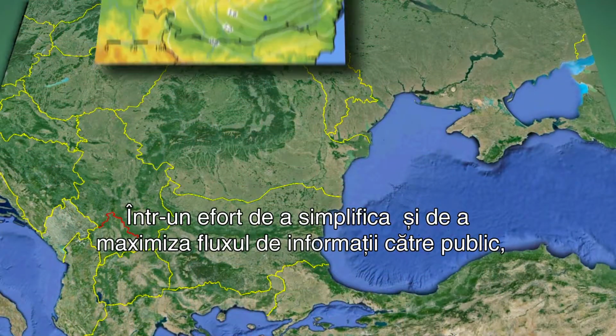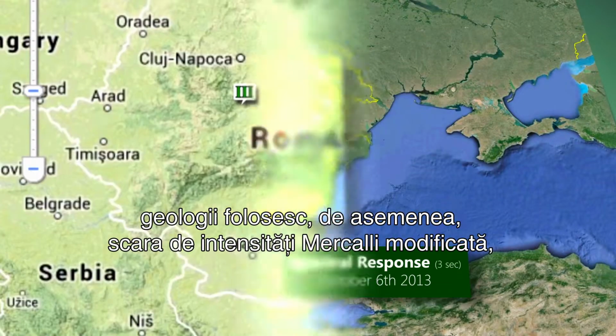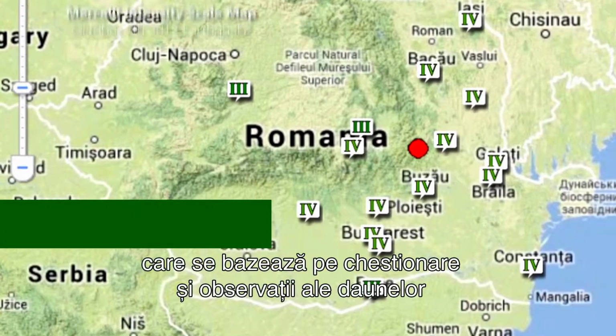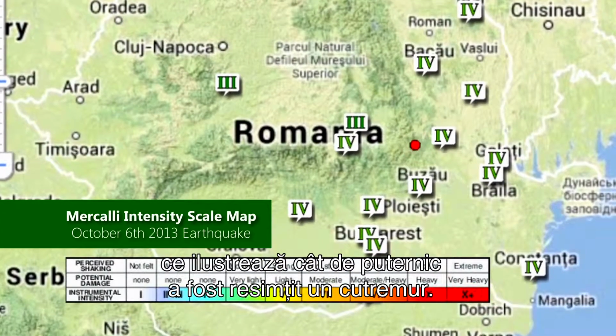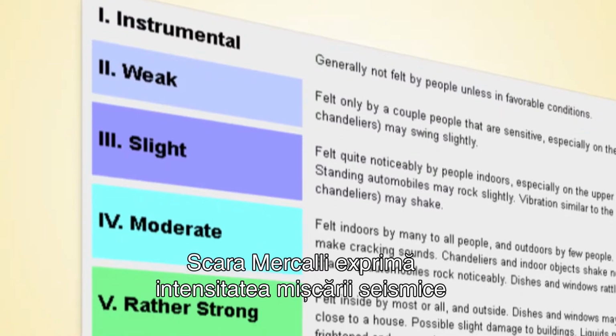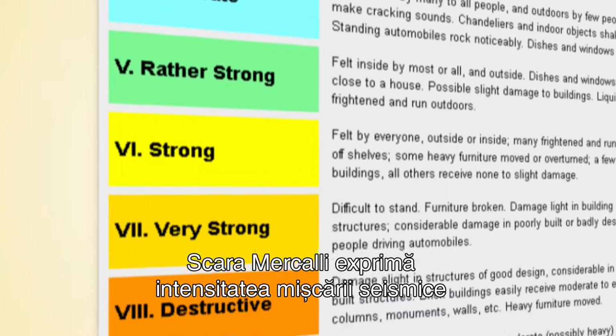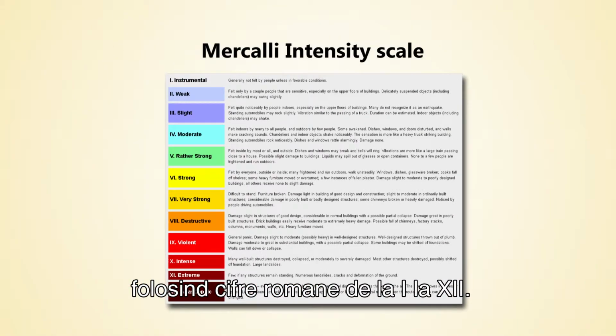In an effort to simplify and maximize the flow of information to the public, geologists also use the modified Mercalli intensity scale, which is based on interviews and damage observations to show how severely an earthquake was felt. The Mercalli scale uses Roman numerals from 1 to 12 to express shaking intensity.